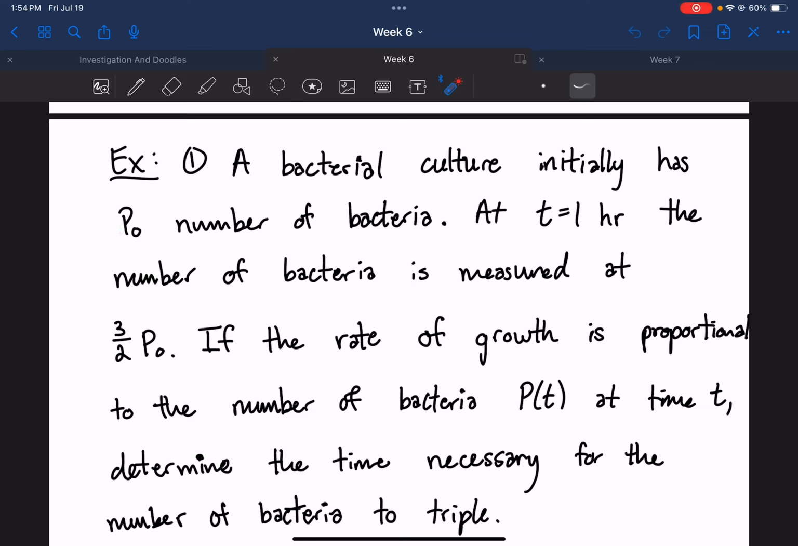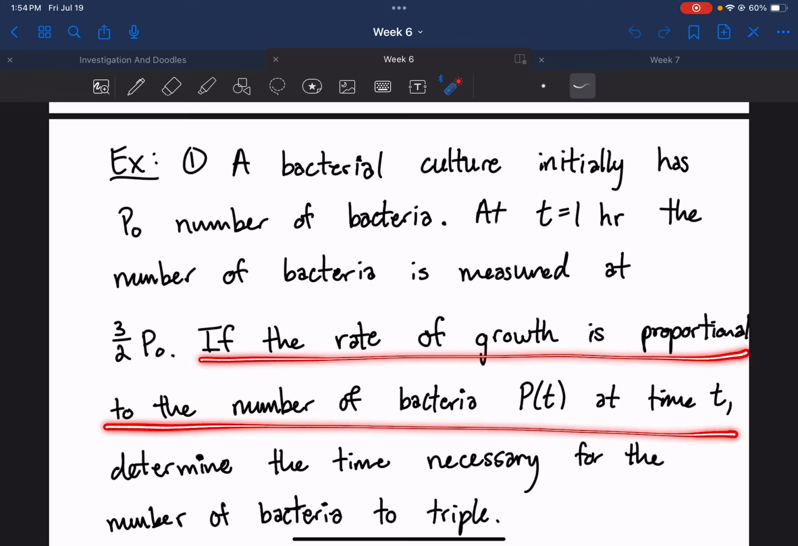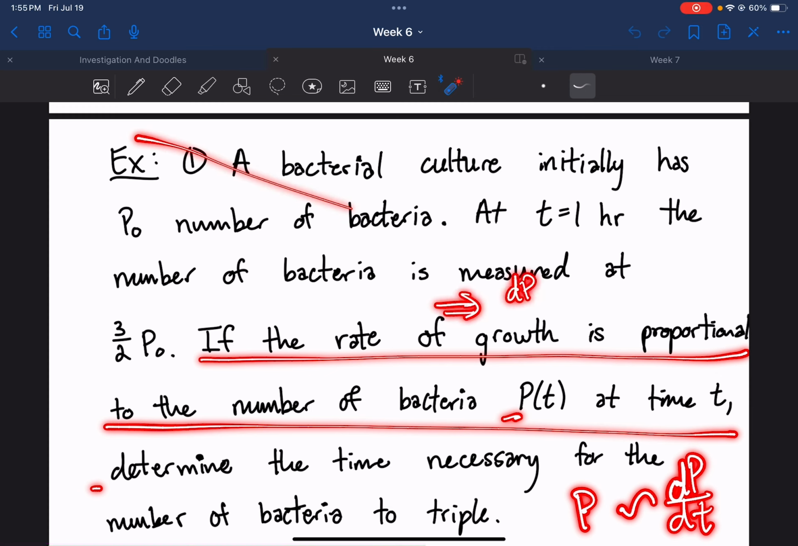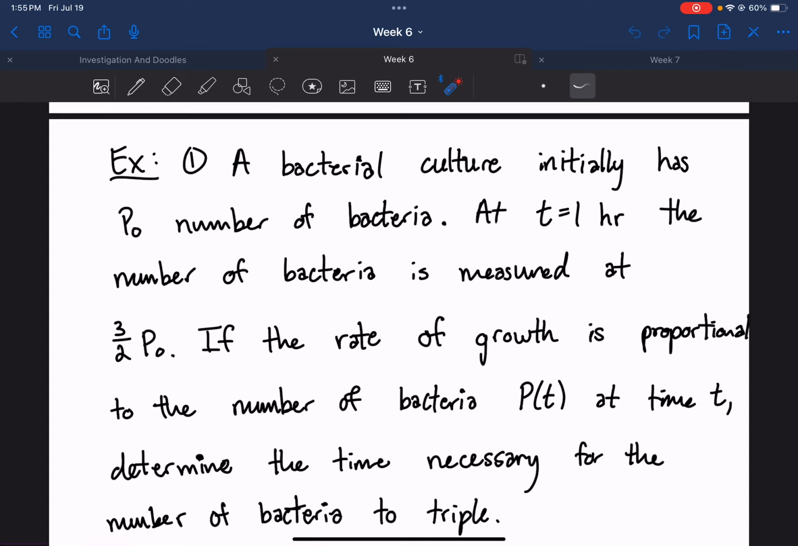If the rate of growth is proportional to the number of bacteria P(t) at time t, this sentence right here tells us that we have a growth and decay model. The rate of growth, dP/dt, is proportional to P. That means dP/dt is some constant times P. That's what it means to be proportional to. That's the giveaway that we're in a growth and decay model.